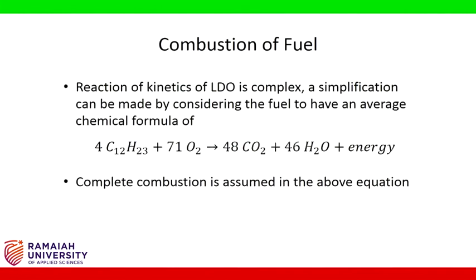Reaction kinetics of LDO is complex. A simplification can be made by considering the fuel to have an average chemical formula, and complete combustion is assumed, with 12 carbon atoms and 23 hydrogen atoms. Such a molecule, when completely combusted, requires 17.5 molecules of oxygen, producing products that contain carbon dioxide and water. The exhaust fumes will be at the highest temperature. The reaction produces some amount of heat energy.